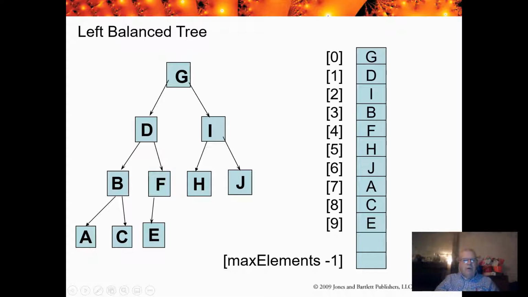So 2 times 1 is 2, plus 1 is 3, and that is the index of the left child, B. 2 times 1 plus 2 is 4, and that's the index of the right child, F. So that continues on down for every index, for every key in the array. The children are 2i plus 1, 2i plus 2.